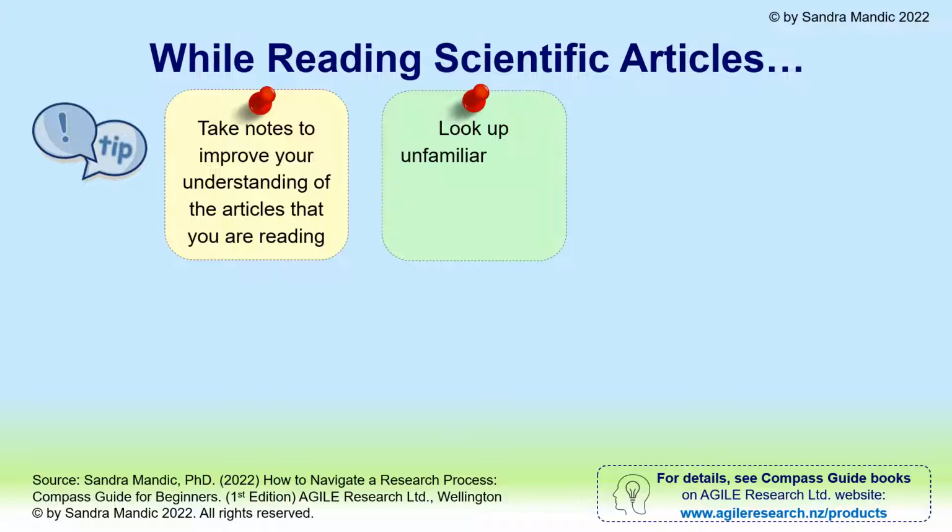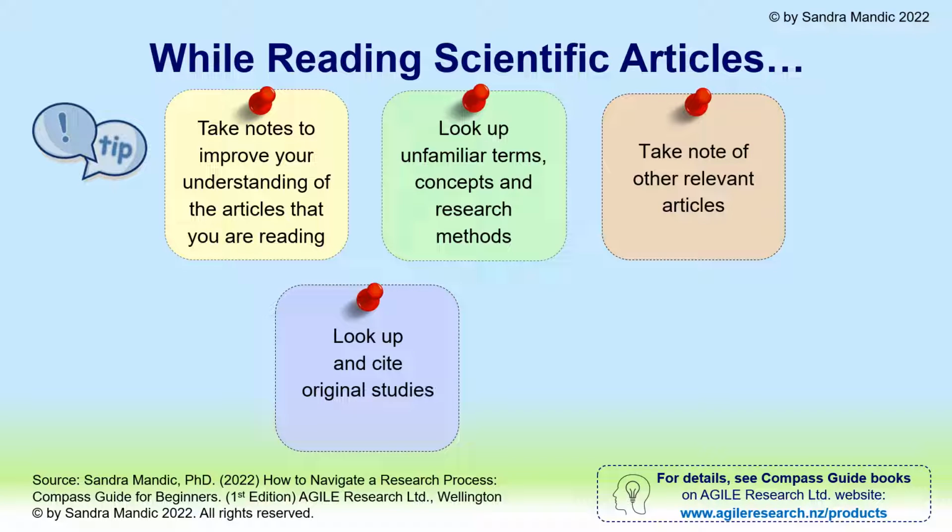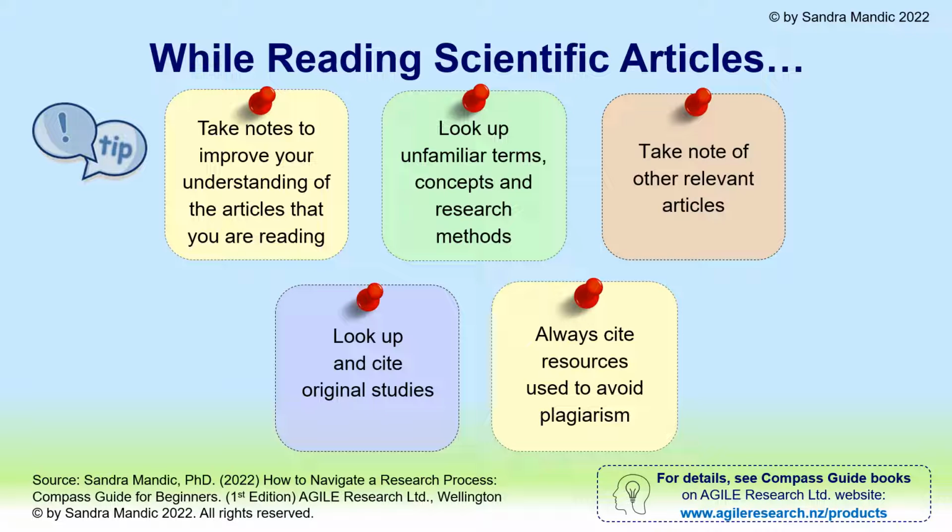Look up any unfamiliar terms, concepts, and research methods that you come across. Take a note of other relevant articles that you should put on your reading list. When you come across a citation of a relevant study in an article that you're reading, go back to the original source of information to see why authors have referenced it. Check if those sources are accurate and reliable, and if so, cite the original sources in your work. To avoid plagiarism, always cite all resources that you used in your work.